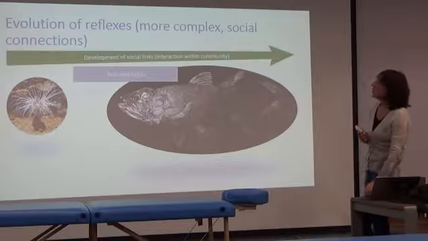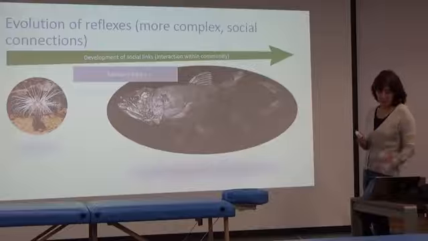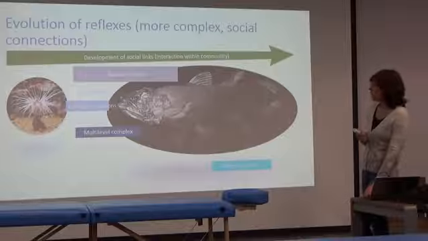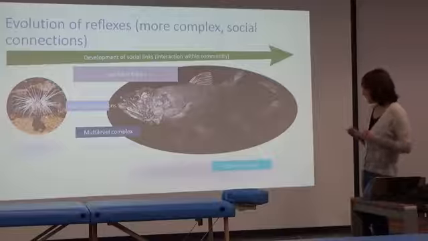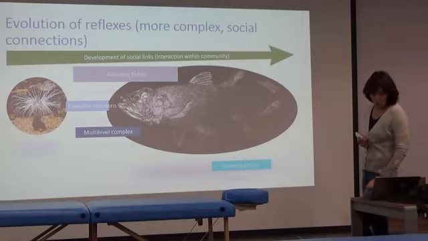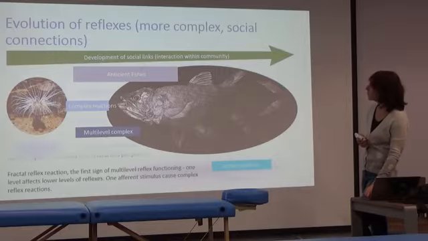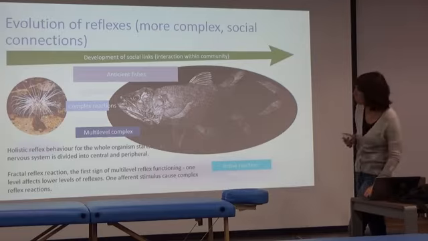Then even more complex with the fishes. They already start developing social links and they have interaction with the community. They've got complex reactions and multi-level complex reflexes, so one reflex above another one. And they have an active reaction which is overcoming. They can choose how to react to different stimuli. Well, choose means automatically choose. It doesn't have the cortex.